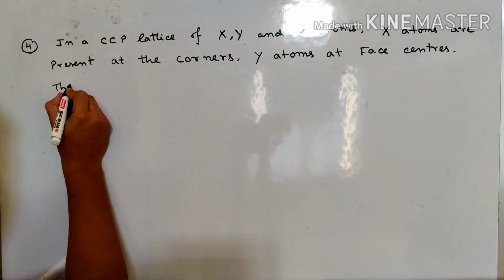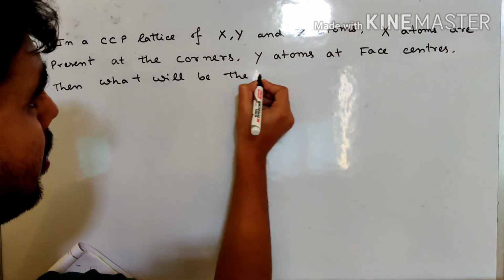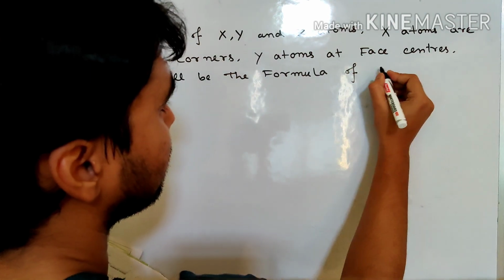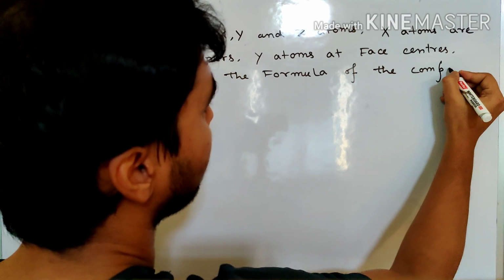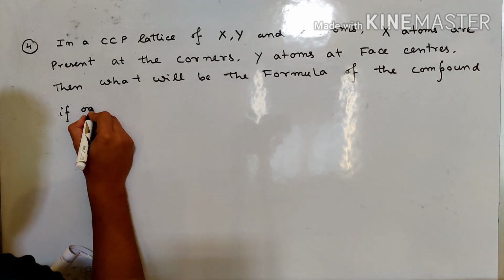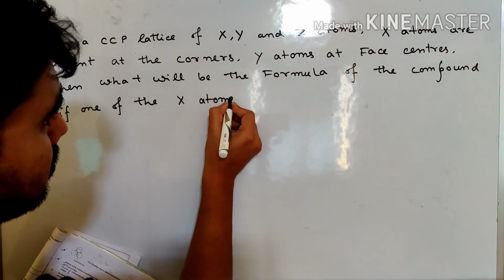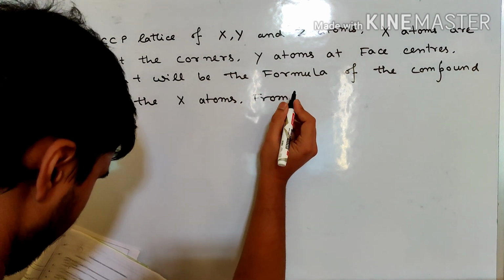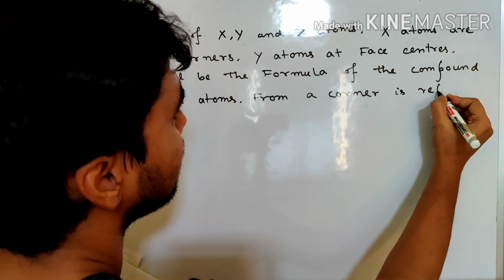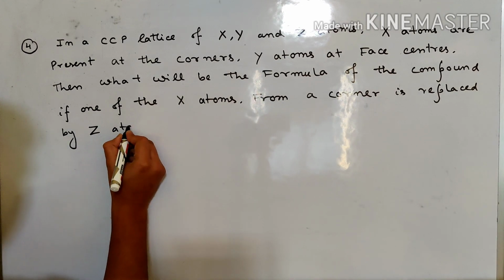Then what will be the formula of the compound if one of the X atoms from a corner is replaced by Z atoms.